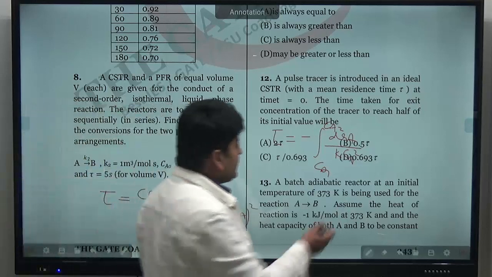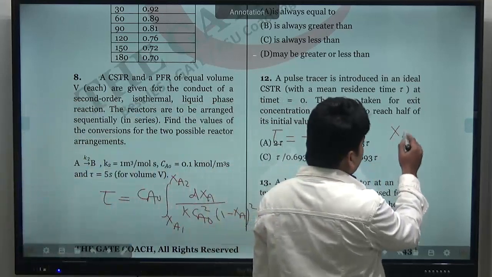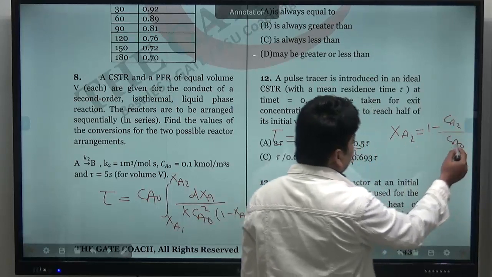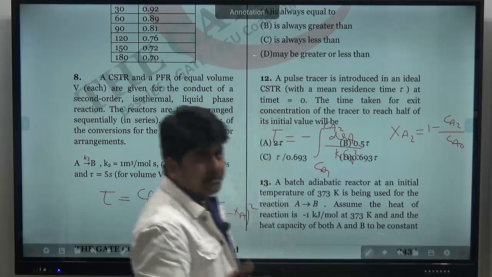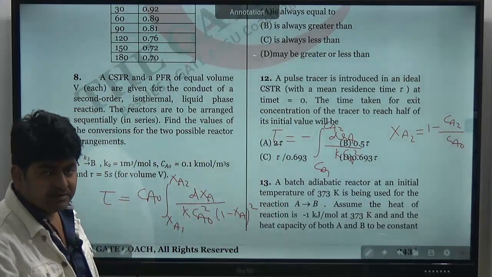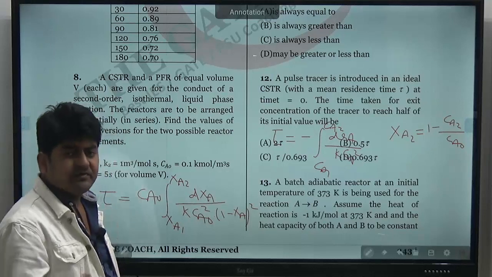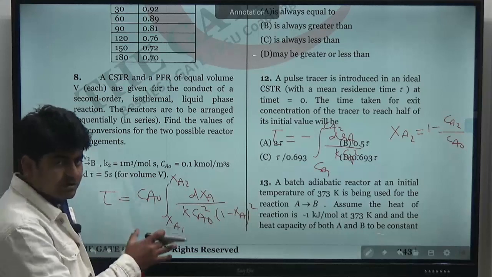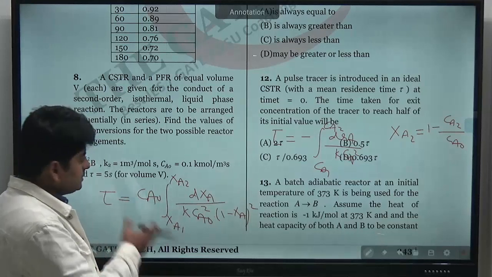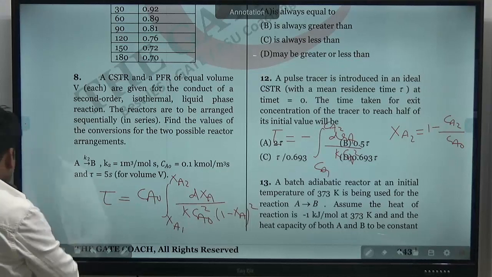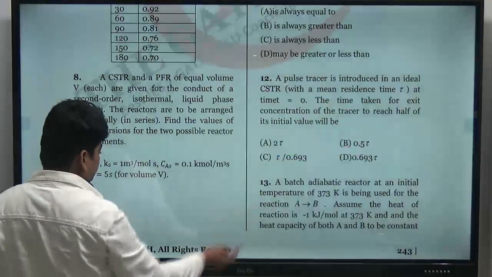Because simple integration is there, and you will get Ca2, and conversion you can define as 1 minus Ca2 over Ca0. So that's what I was telling yesterday. Try to solve the numericals, constant volume reaction system problems in terms of concentration to save some calculation time. So I hope you understood what to do and what not to do in this type of questions.